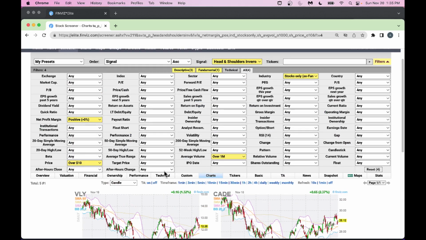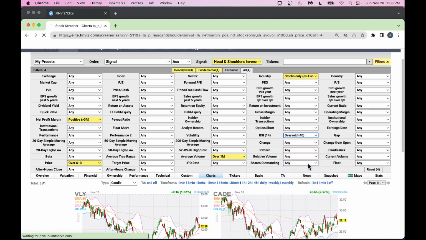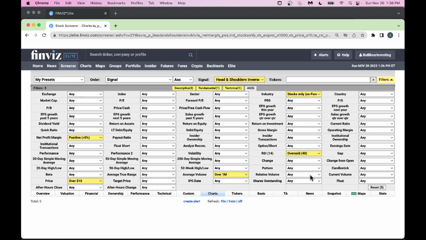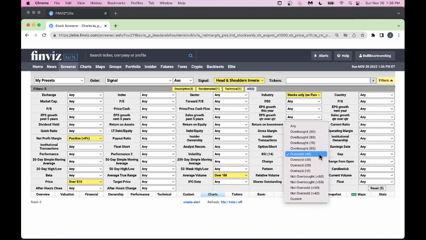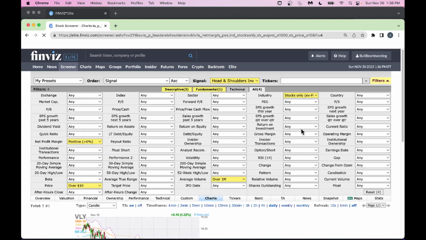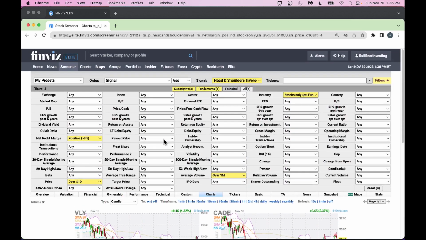And in addition to this, if you want to look at other chart patterns, you could add them. For example, you want RSI oversold. You could just do that. You can say RSI oversold. Now we are down to nothing because these stocks are trying to go higher. That's the reason. And you could just click back here, look at any, and do some research on these things here.